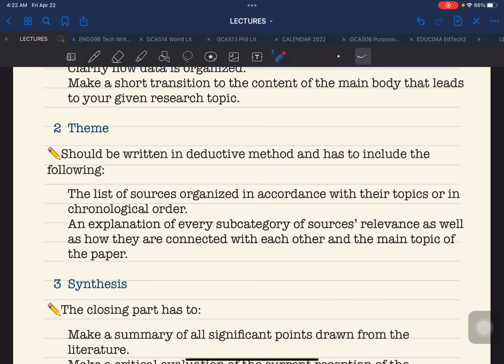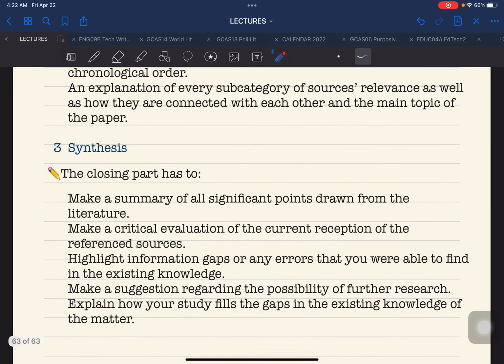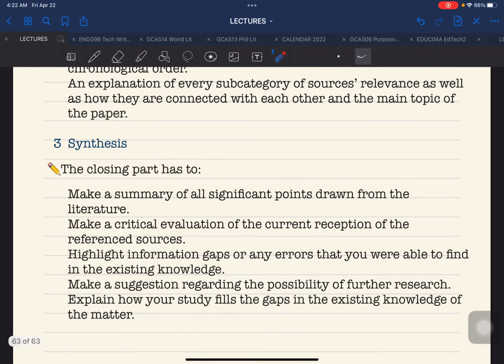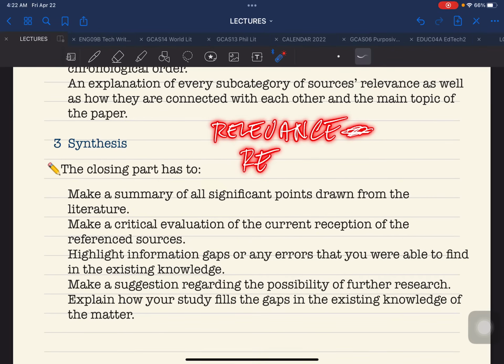The last part is already the synthesis of the paper. When we talk about synthesis, this is not just combining two variables, but also trying to cite the relevance. The relevance refers to how the variables are related to each other.